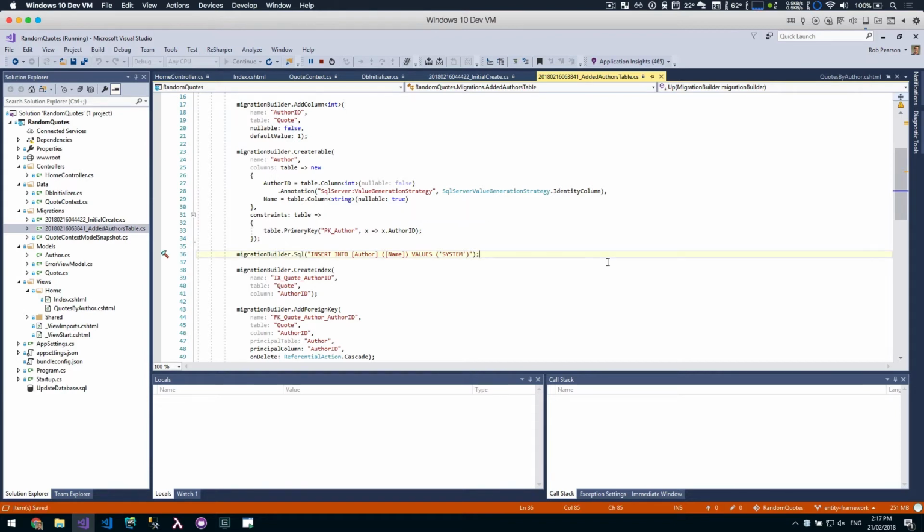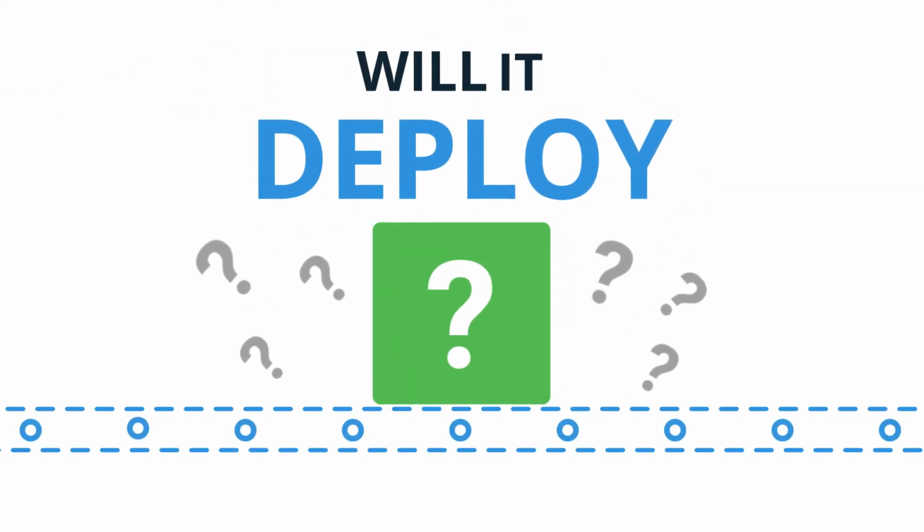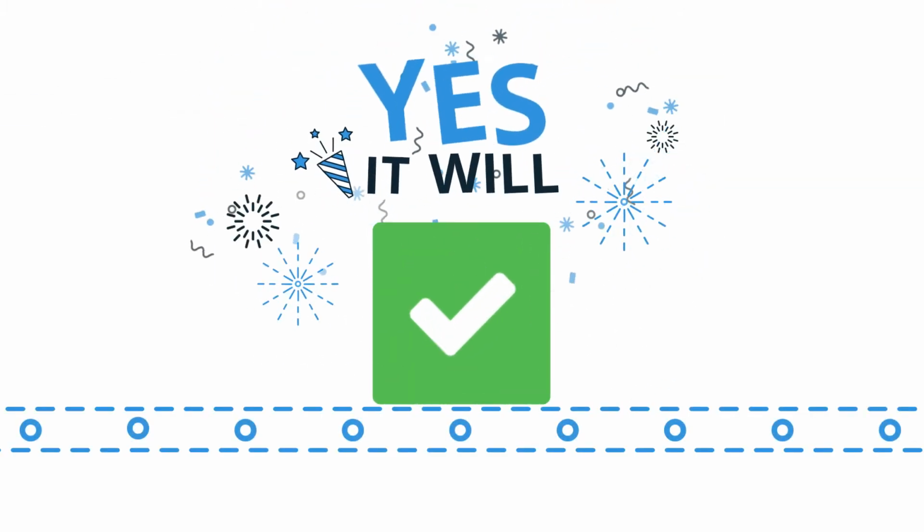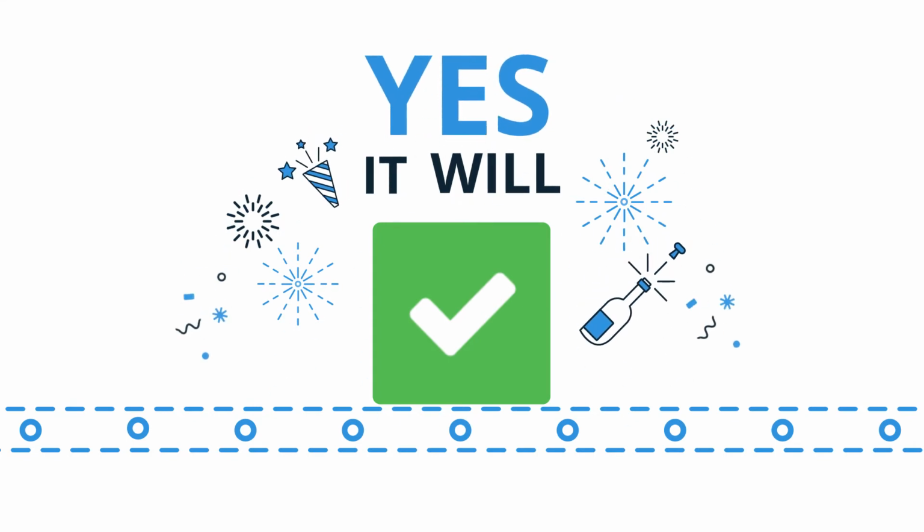This is a simple example, but it's representative of what happens with real applications every day. New features are requested, and code and database tables and data need to change. We want to be able to automate the deployment of our web app and the database, including all the changes, in a repeatable and reliable way. So the big question is, will it deploy? Yes, it will. Let's walk through the solution.